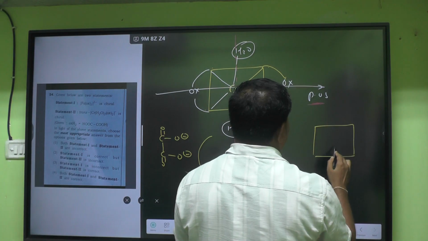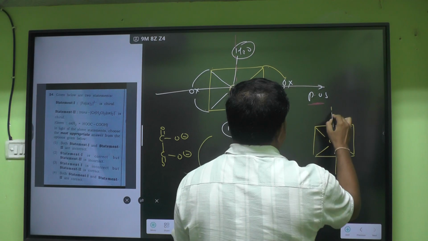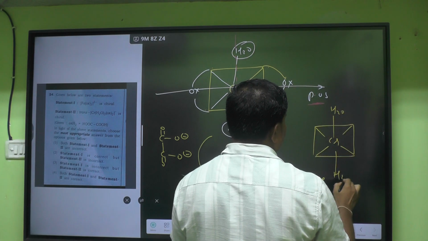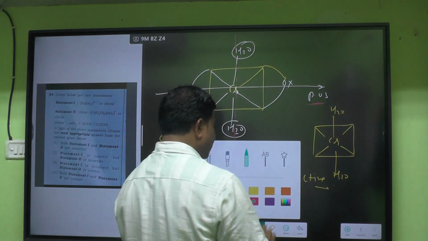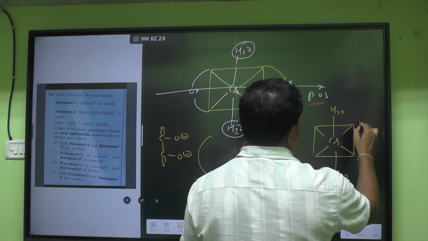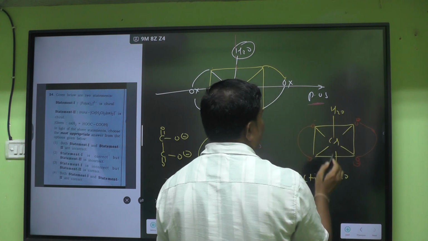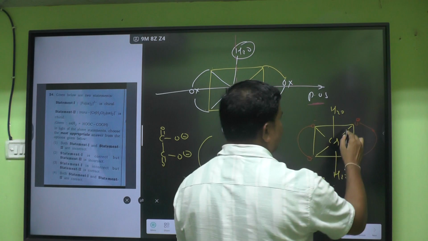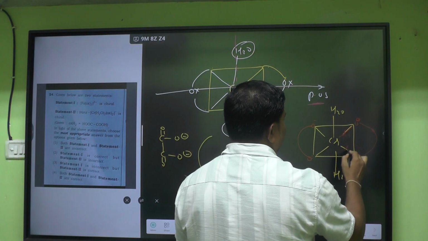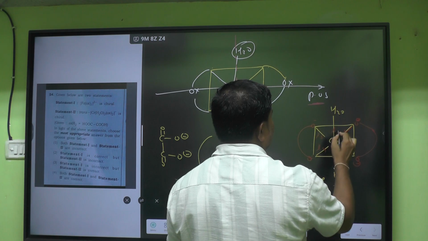So now here is chromium, here is chromium, here is water, here is water. The distance is always equal. Suppose the distance is given as L1. Now here is oxalate, where oxygen is the donating side. Here oxygen donating side, here oxygen donating side. Now it is L1 distance, L2 distance, L3 distance, L4 distance, L5 distance, L6 distance.